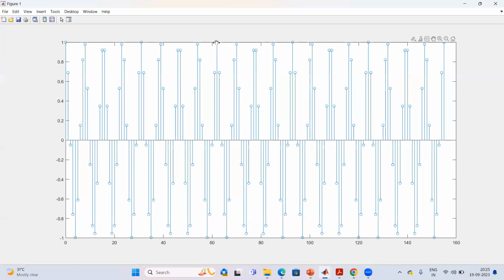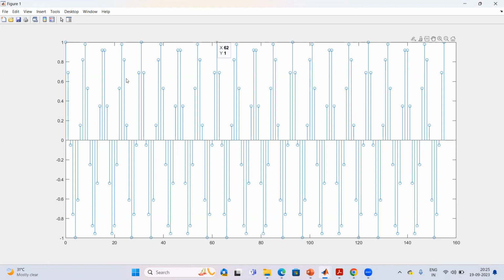So you can see this magnitude and the sample number, it is 62. This way you can see it is a periodic cosine signal, and its periodicity is equal to 31. So this way you can verify its periodicity.